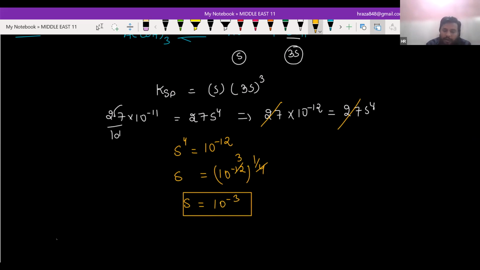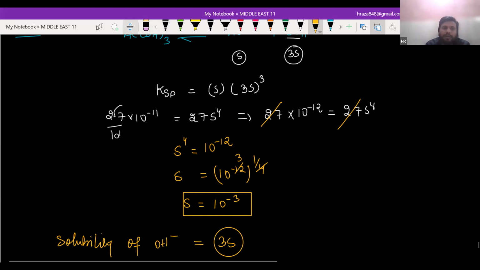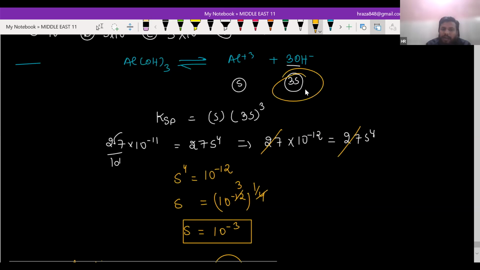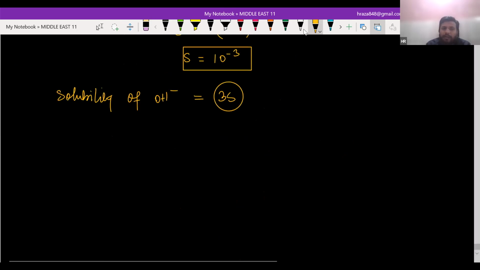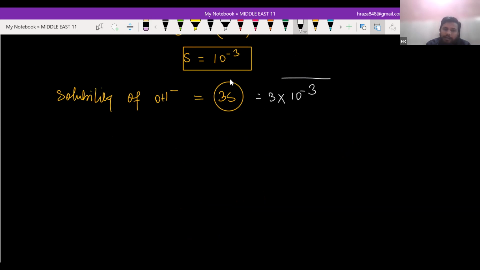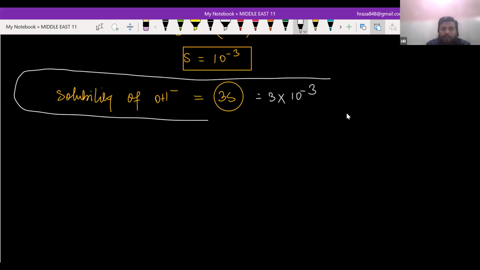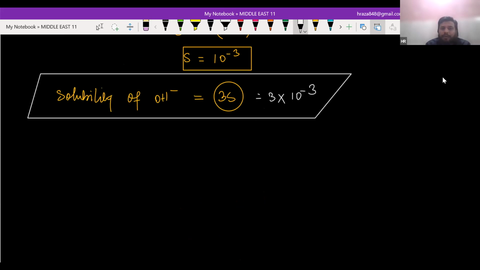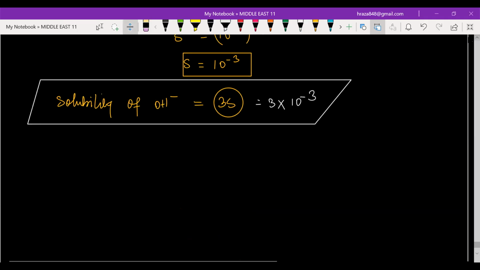But in the question, it is asked for the solubility of OH minus. What is the solubility of OH minus? 3S. You can see from the equation that the solubility of OH minus is 3S. That's why we have to multiply it by this, so that we will get our right answer. Is this clear? Yes, sir.